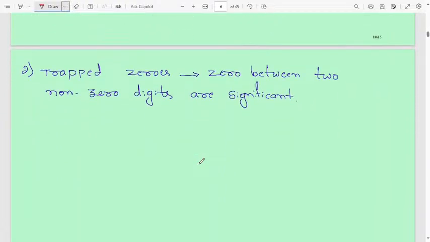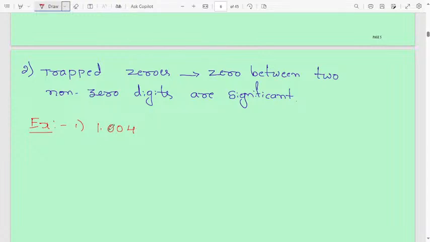Next rule, trapped zeros, or zeros between the non-zero digits, are significant. I will give the example here. With the example, I will explain. 1.004. Here, trapped zeros. These two zeros are trapped between 1 and 4. Trapped zeros are zeros between two non-zero digits. These two zeros are the trapped zeros between 1 and 4.